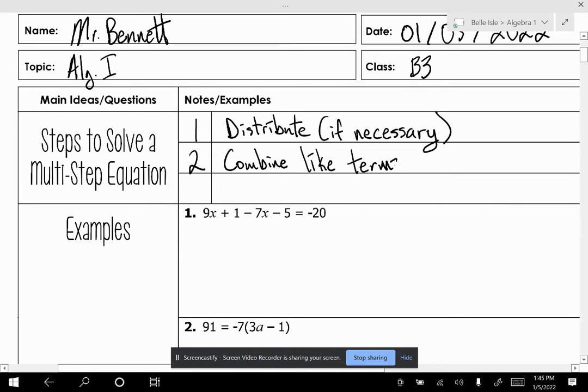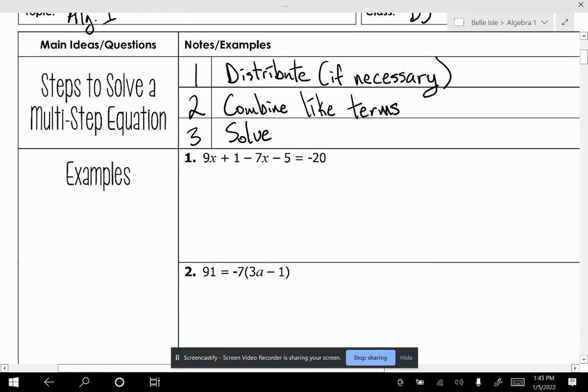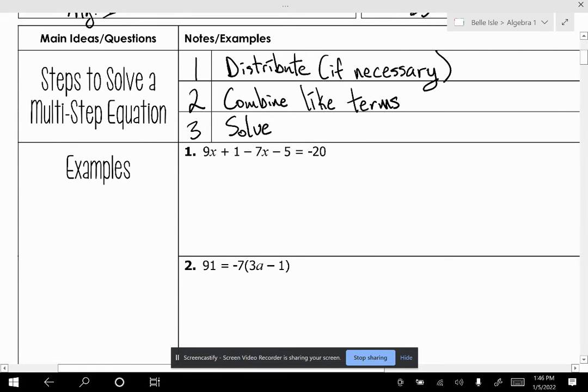Okay, second step, combine like terms. Third step, solve. It is my goal to get pre-algebra to catch up to you guys. And they're pre-algebra, not algebra. Pre, and therefore, yeah, so my goal is to get them to catch up to you guys, and then we will see who is better at solving equations. It's always about competition. It is.